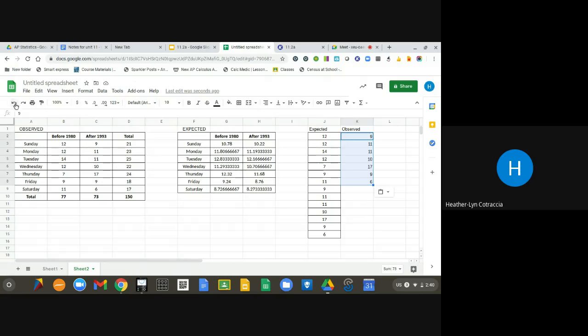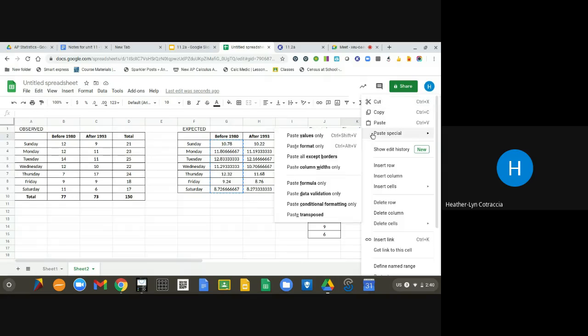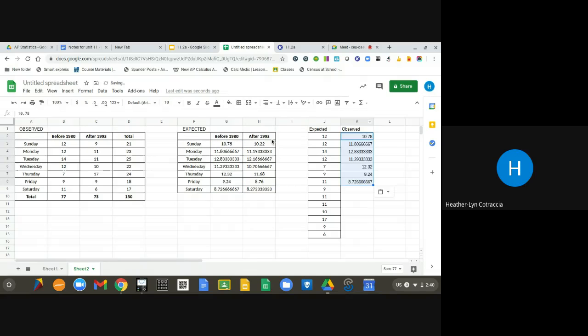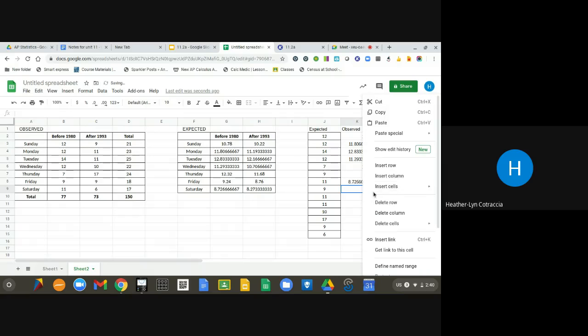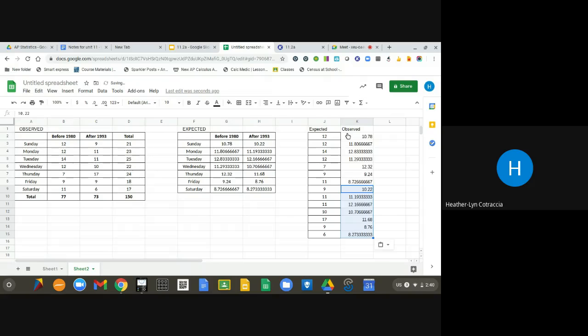Hold on. Do this. Go Control C. Now right click and then paste special and values only. And that will just bring over the values and not the formulas. We do not want the formulas. We just want the values. And clearly, I just did not take my advice. Right click, paste special, values only.